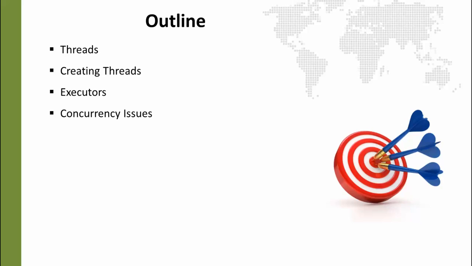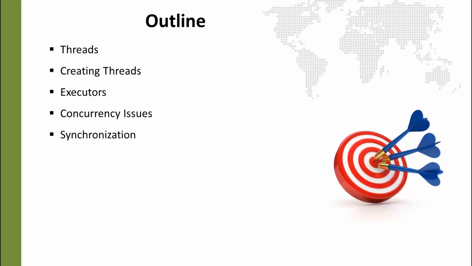Then finally, we are going to look at one example of fixing concurrency issues. We are going to look at a concept called synchronization. We are going to see how we can use synchronization in Java to synchronize method calls and to prevent some of the concurrency issues that we had discussed previously.